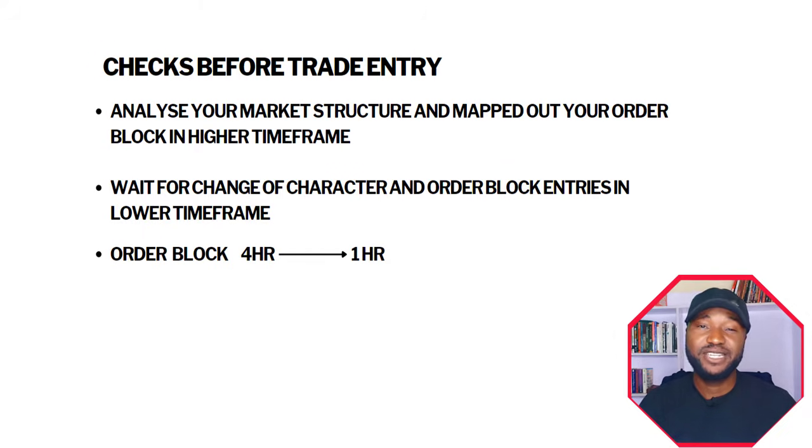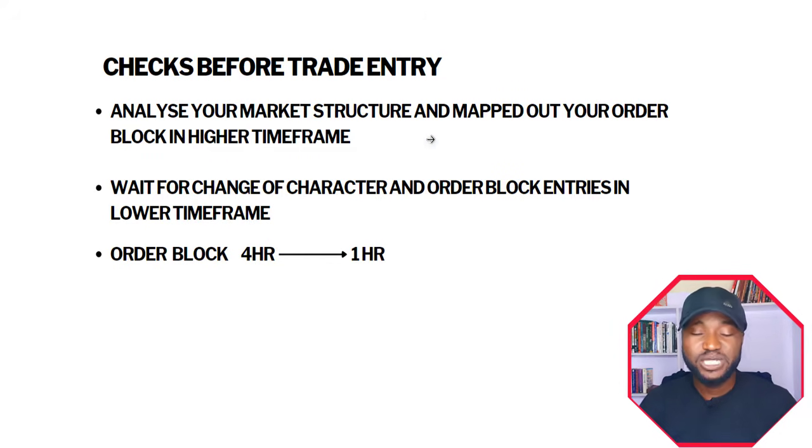So let's go through the checks we need to do before we use this strategy for trade entry. The first thing, if you want to use this particular strategy, is to do your analysis and identify your market structure. What does that mean? It means that you need to identify what market condition you have at that point. If you have a downtrend or an uptrend, or you can simply identify whether you are in a consolidating market. Once you're able to identify that, the next thing to do is to map out the most recent order block.